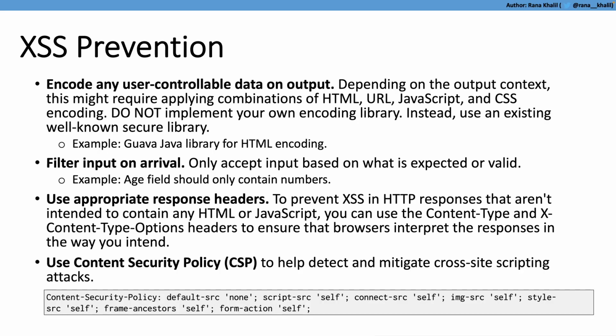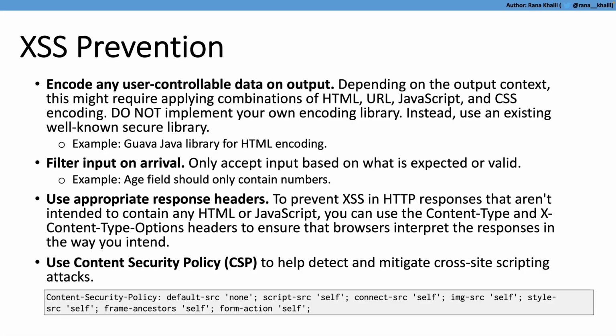Last but not least, you could use content security policy as a last line of defense. Content security policy is a browser security mechanism that restricts the resources that a page can load and restricts whether a page can be framed by other pages. So this helps in mitigating vulnerabilities like cross-site scripting vulnerabilities and clickjacking vulnerabilities.